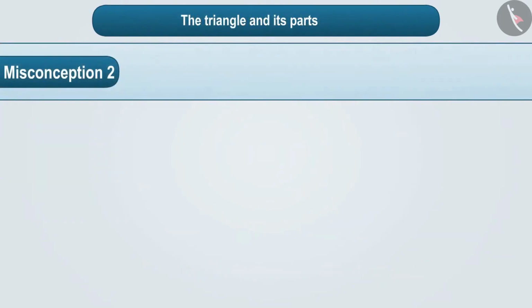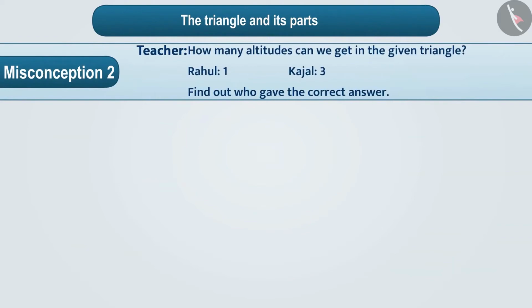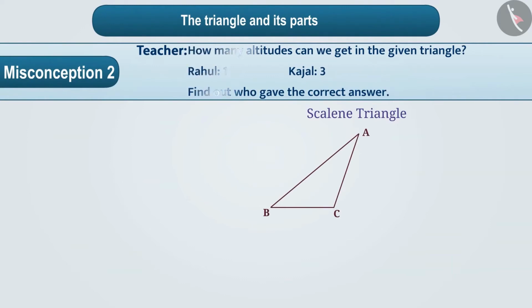Misconception 2. The teacher made a scalene triangle on the board and asked the children, how many altitudes can we get in the given triangle? To this, Rahul replied 1 and Kajal replied 3. Find out who gave the correct answer.